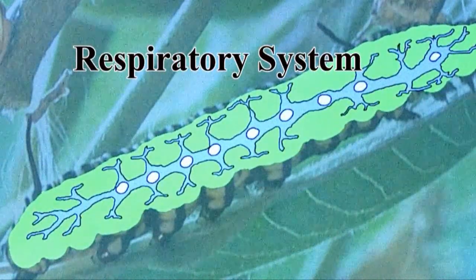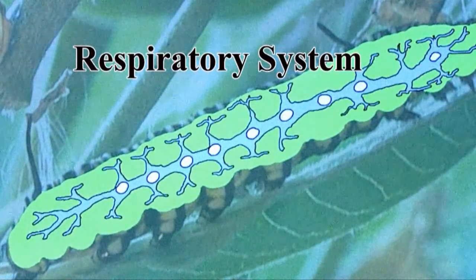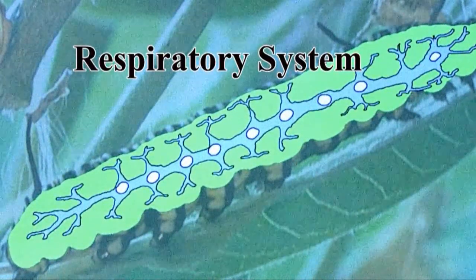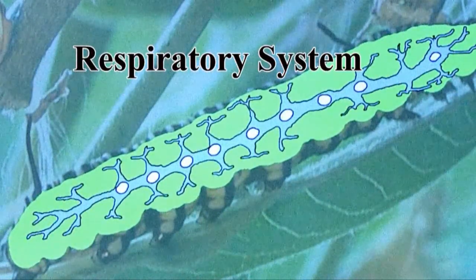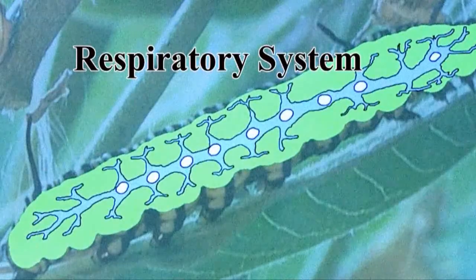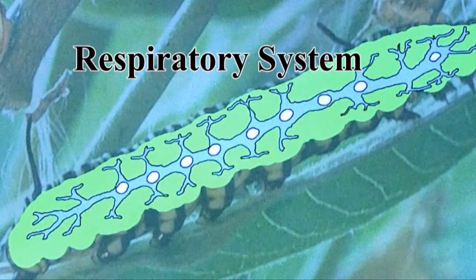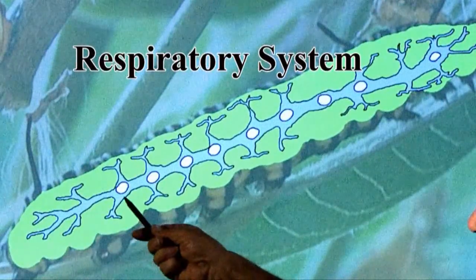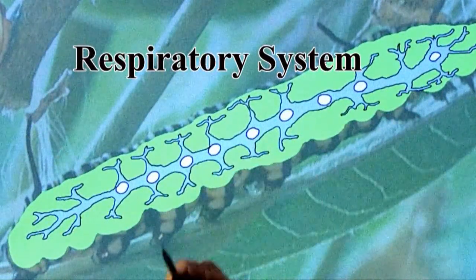This is the respiratory system of the caterpillar. It's an important companion system with the circulatory system. Remember the circulatory system, there was no oxygen involved. Here's where the oxygen exchange occurs. Oxygen in, carbon dioxide out through these little body openings here, these little circular structures called spiracles.